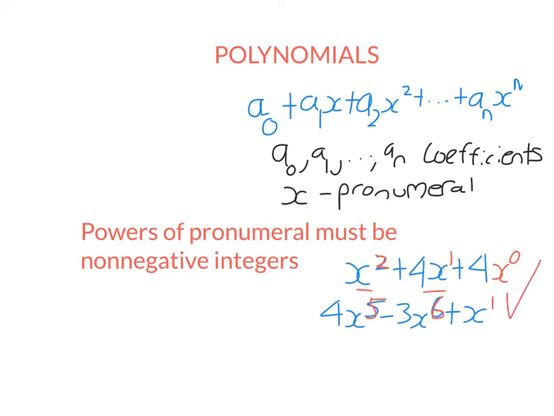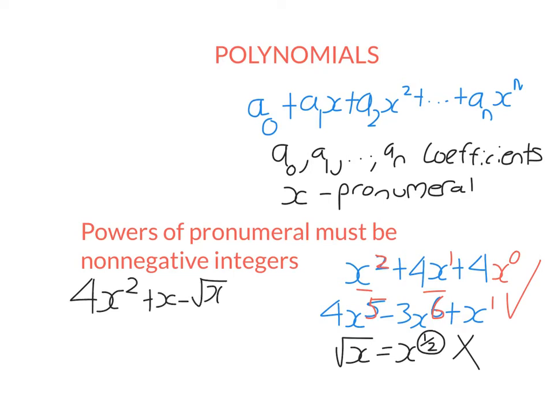If I have something like the square root of x, well, you know square root of x is x to the power of a half. This power is not an integer. It's not a whole number. So this is not a polynomial. In fact, anything with that wouldn't be a polynomial. If we had something like 4x squared plus x minus the square root of x, that's not a polynomial because of the root x term.